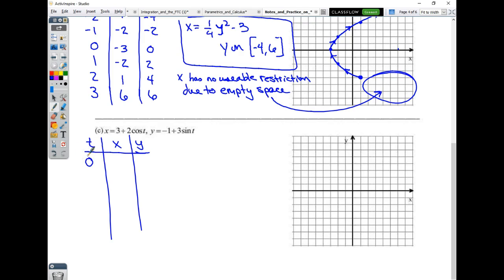Because 3 plus the cosine of 2 plus 2 cosine of 0 is really what? It's 5. And 1 plus 3 sine of 0 is really? -1. Sorry, I said 1. It should be -1. What's the next t you want to use?